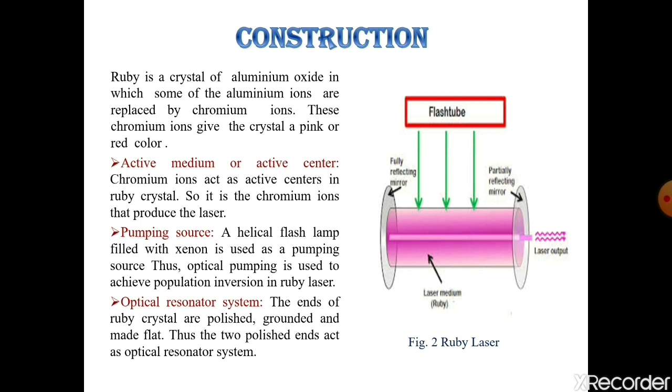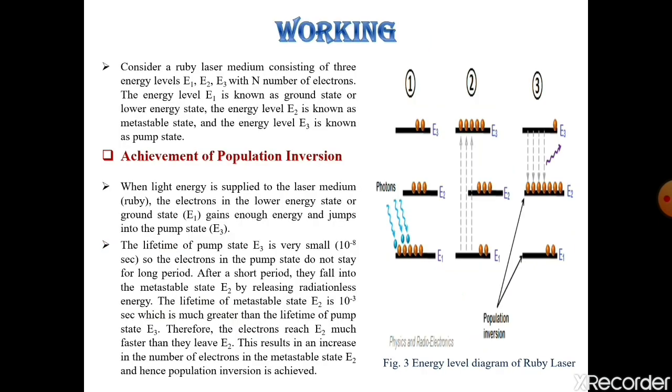Working. Consider a ruby laser medium consisting of three energy levels E1, E2 and E3 with n number of electrons. The energy level E1 is the ground state or lower energy state. The energy level E2 is known as metastable state. The energy level E3 is known as pump state.